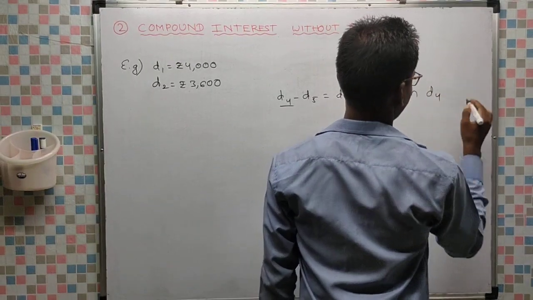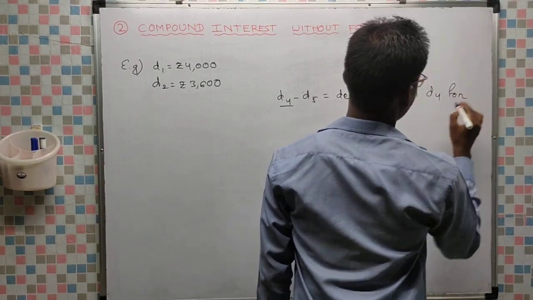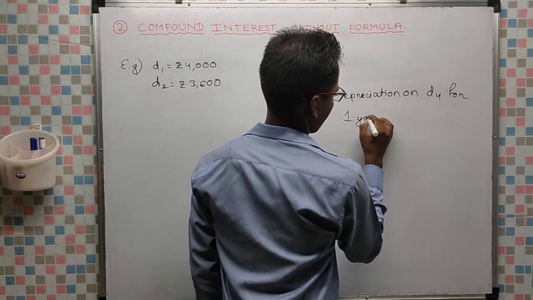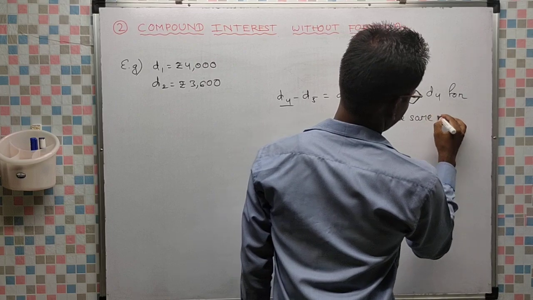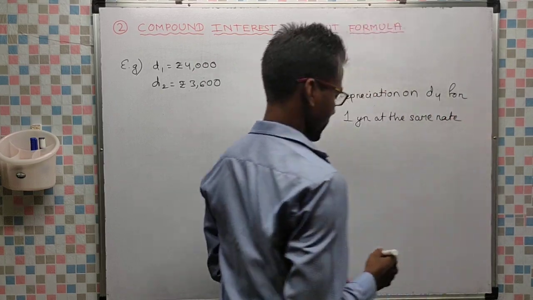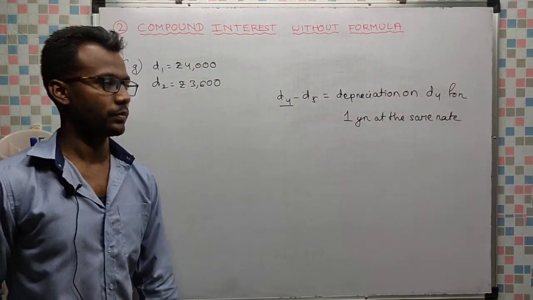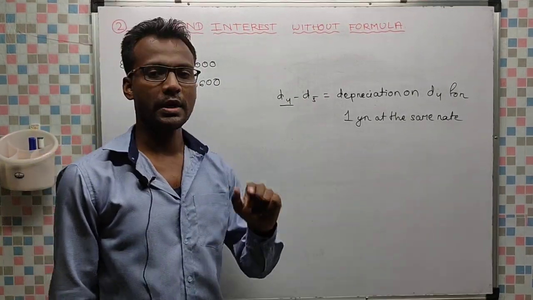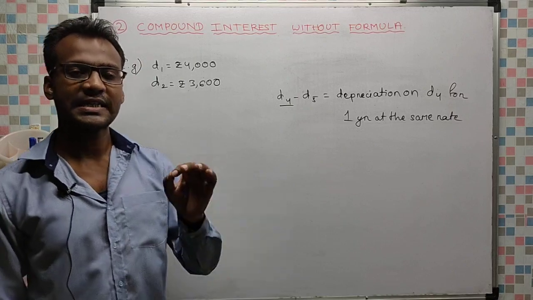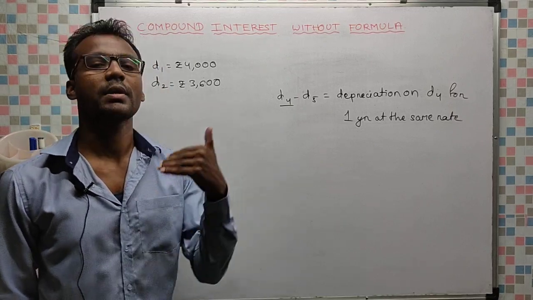Depreciation on D4 for 1 year at the same rate. Okay, we can use this principle. D4 minus D5 is equal to depreciation on D4 for 1 year at the same rate. Similarly, D6 minus D7.